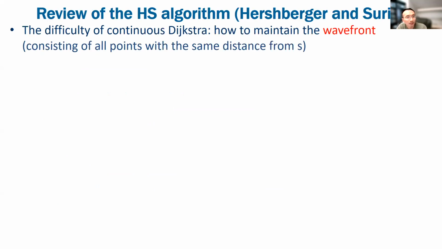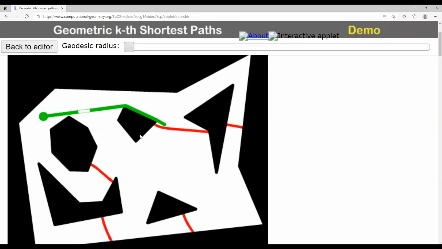First, we are going to quickly review Hershberger and Suri's algorithm, which we call the HS algorithm. Again, the algorithm uses a continuous Dijkstra approach. The difficulty is how to maintain the wavefront, which consists of all points with the same distance from S. Let me show you an animation of continuous Dijkstra. This is the video from SoCG 14.